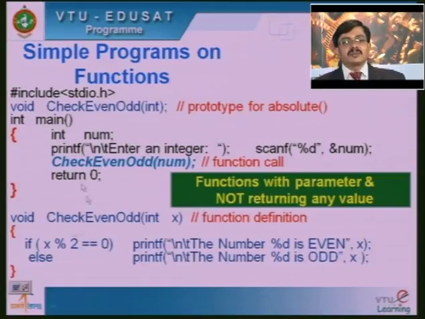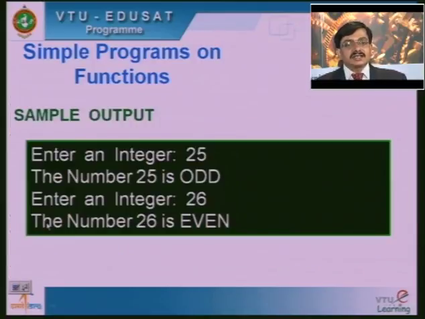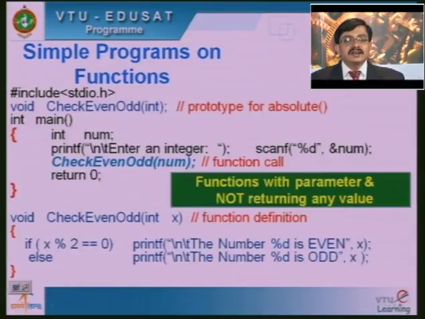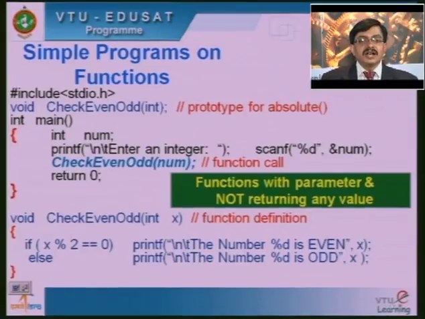Now this is one example of a program that makes use of a user defined function checkEvenOdd, which is taking a parameter and not returning any particular value. Before we see another category of function, let us look at the output of this previous program. Here we are taking an integer, passing it to the checkEvenOdd function, and it prints whether the number is an even number or an odd number.